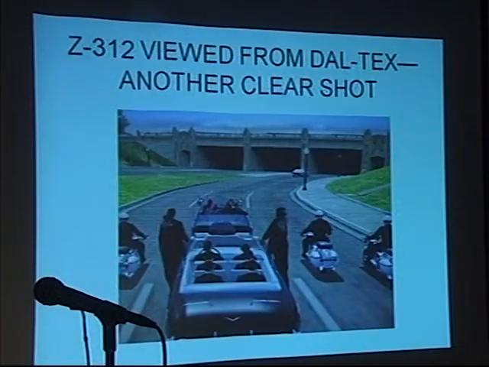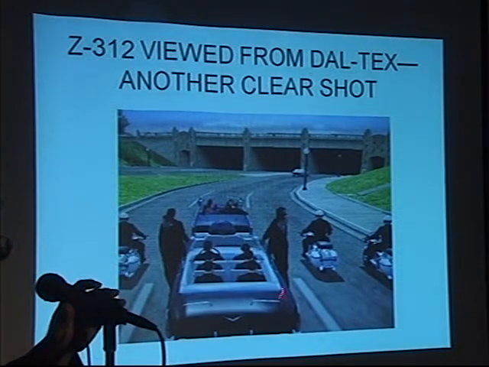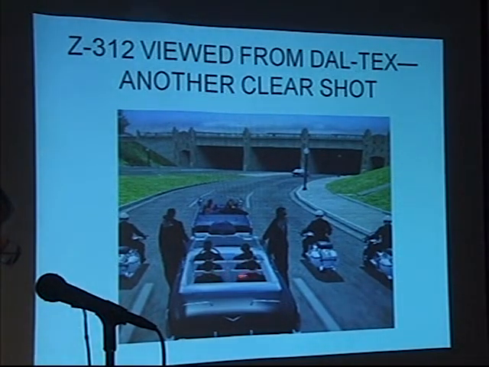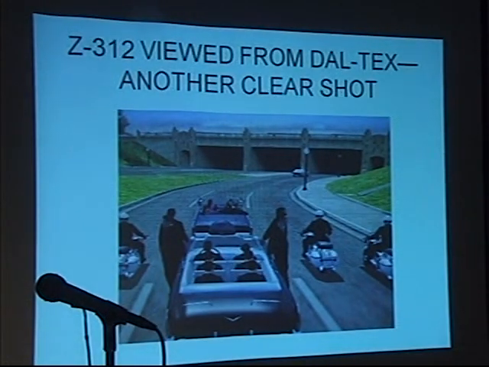Next slide. This is the view of the headshot position from the Dal-Tex. These Secret Servicemen who originally were sitting on the back of the car during the first volley sit down during the second volley as they react to the shots. Clint Hill jumps off this car and starts running up to the limousine, but you can see that there's a clear shot here from the Dal-Tex. Next slide.